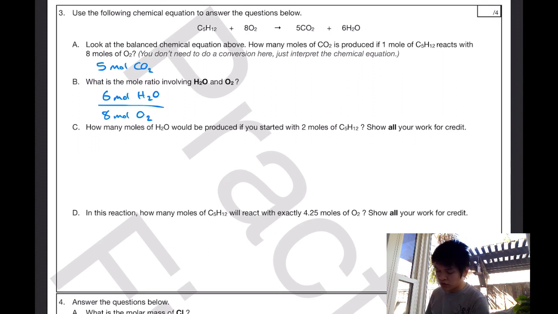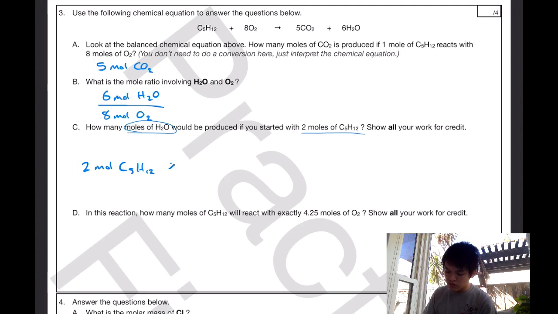It's a mole-to-mole conversion. When we do conversions, we normally circle what we're trying to convert to, which is moles of H2O in this case, and we underline what we're starting from, which is 2 moles of C5H12. Notice we're going from moles of one substance to moles of another substance. So start by writing what you underlined: 2 moles of C5H12.